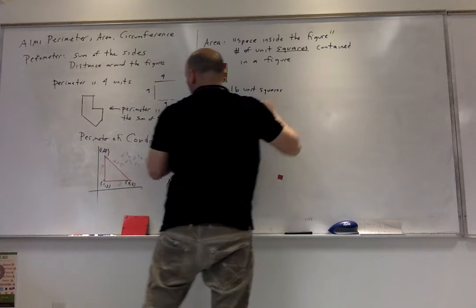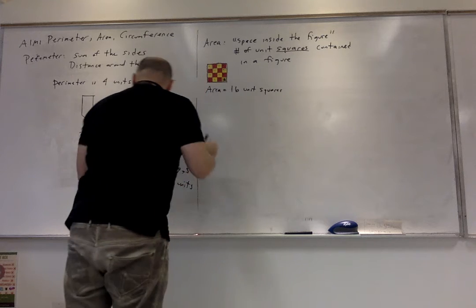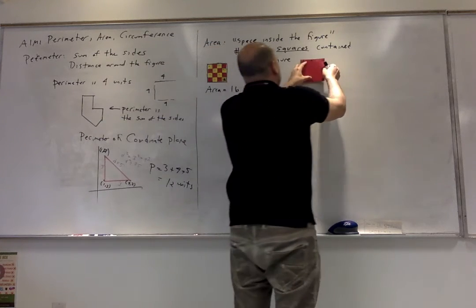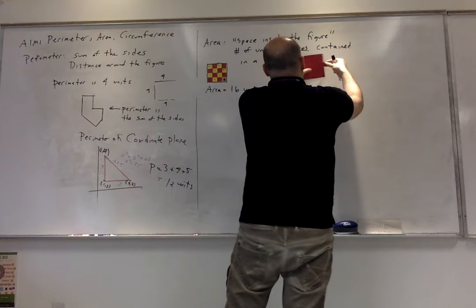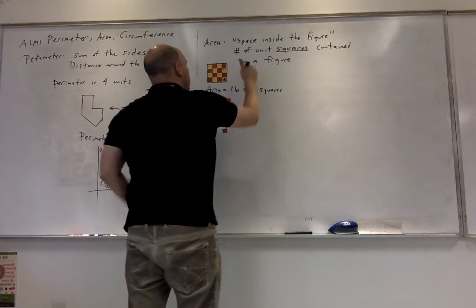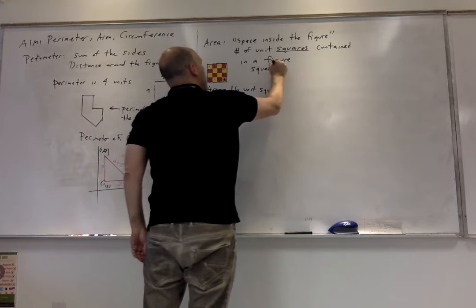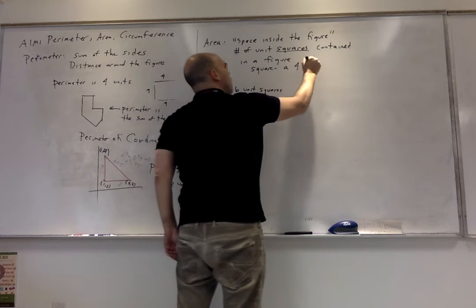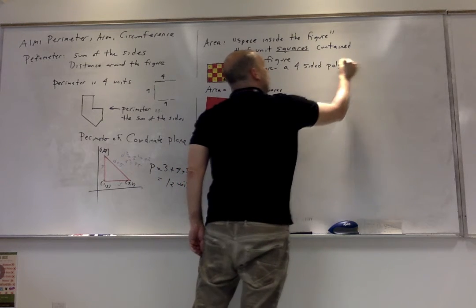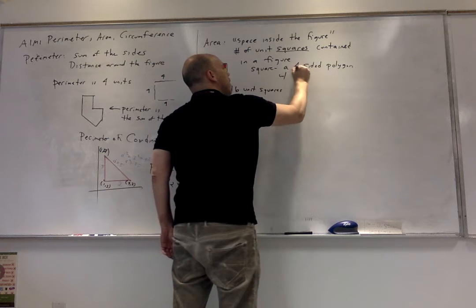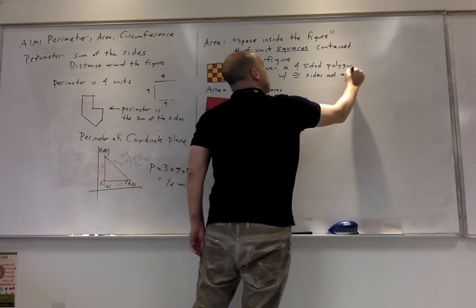First of all, what is a square? Do I have a square? Here's a square. I have 2 squares. Here's a square. Here's a square, and here's a square. What is a square, by the way? A square is a 4-sided polygon with congruent sides and angles.